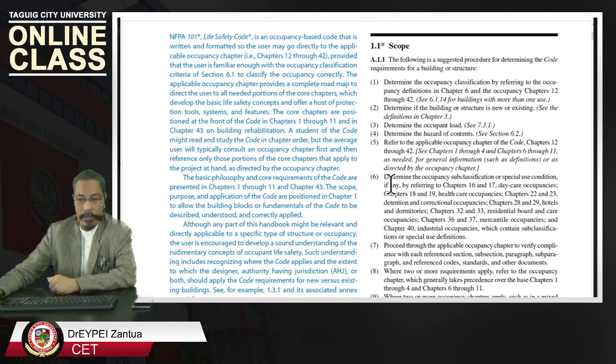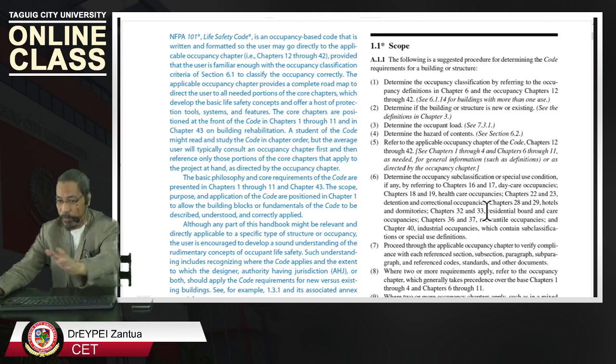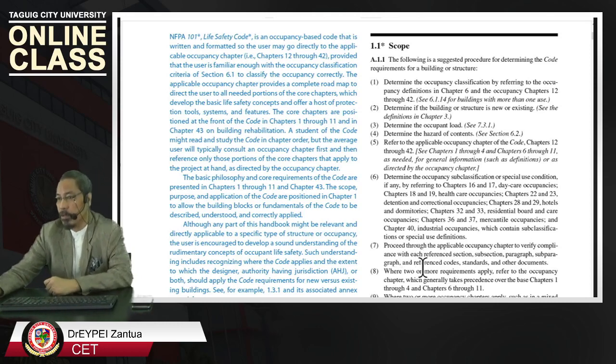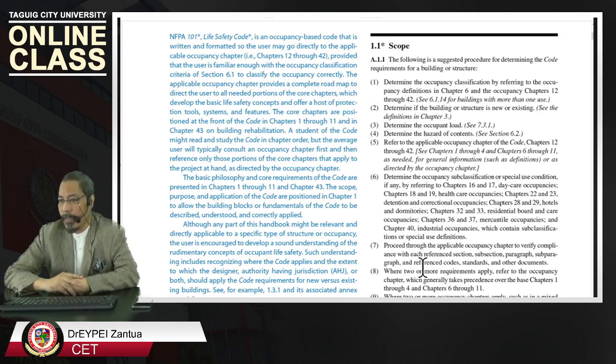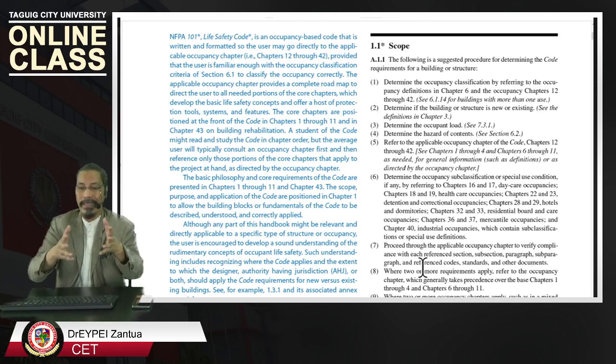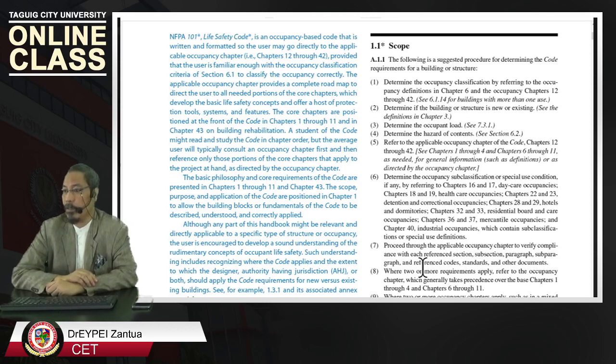And number 6, determine the occupancy subclassification, subclass, or special use conditions that are involved, if there are any. Now you are under the specific chapters. You can find out the subclassification there, if there are any. And step number 7, proceed through the applicable occupancy chapters to verify compliance with its reference sections. We have to determine the compliance. Okay? How much is the compliance? Those not complied with should be adjusted and the necessary compliance procedure made.